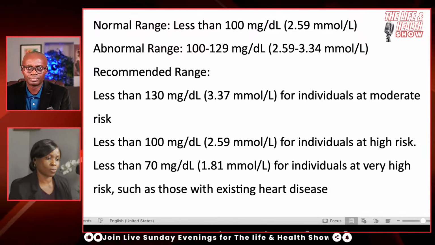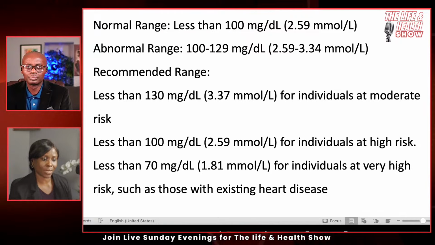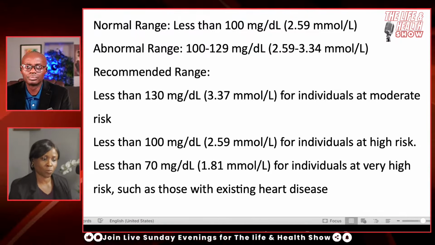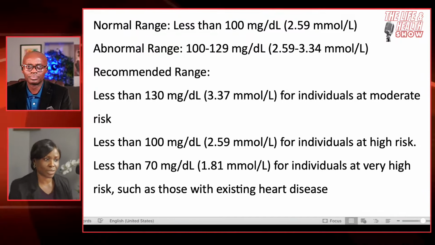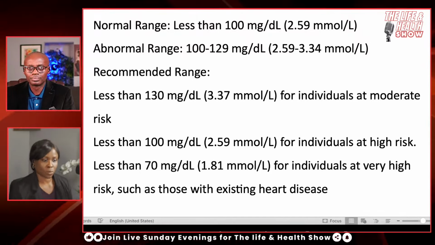So depending on where you are in your health, your numbers may be okay to be there. And depending on where you are in your health, the doctors may try to bring down the level of the LDL, because that's the bad cholesterol.